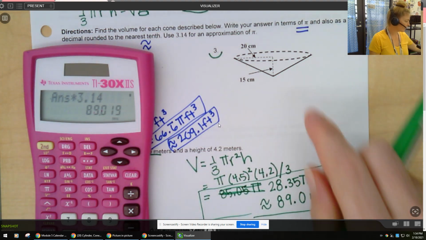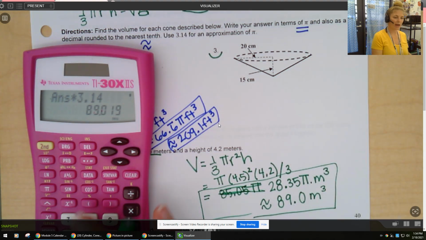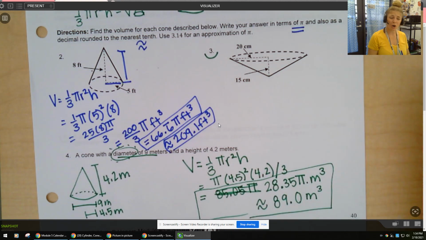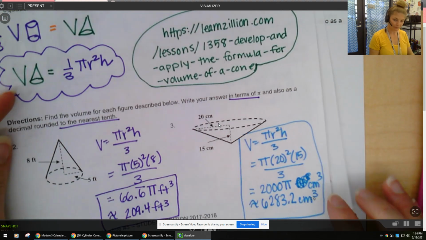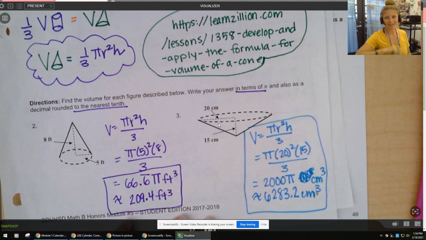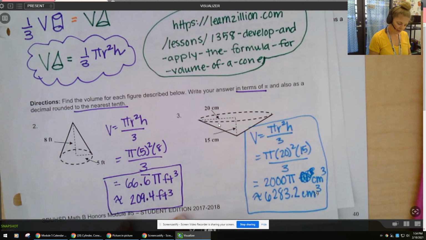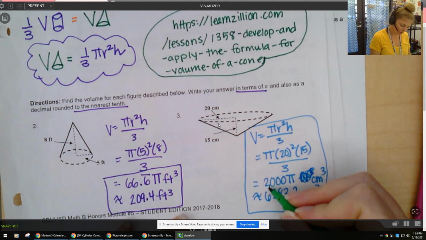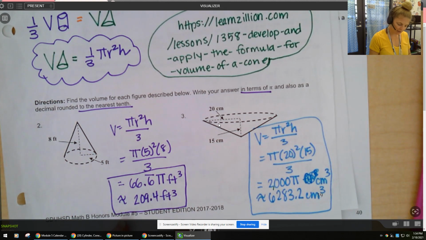I'd like you to finish number 3. So go ahead, pause the video, finish number 3, show all your work, and we'll go over it as soon as you're ready. Okay, let's see how we did. So number 3, volume is pi r squared h divided by 3. Don't forget to divide by 3 like I almost did. Think about the reasonableness of your answer, and that's how you can catch yourself if you forgot to divide by 3. So here we get exactly 2,000 pi cubic centimeters.